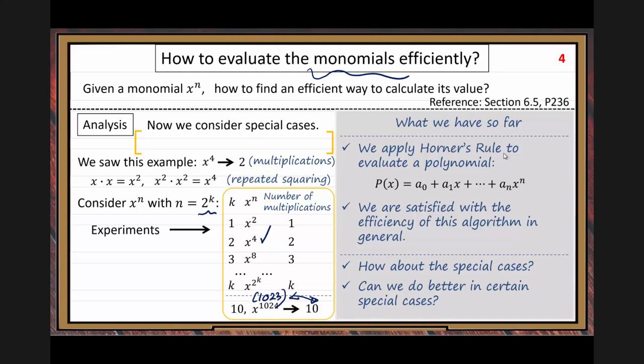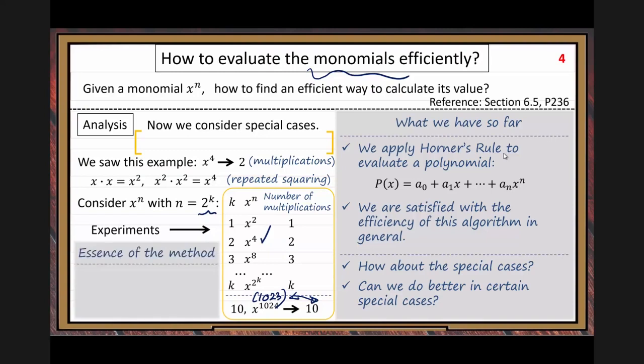But the thing is, that's for n a power of 2. If n is not a power of 2, can we still use this repeated squaring technique? Because if this method can only be applied to powers of 2, it's still too limited. Most of the time n is not a power of 2. So we want to extend it to any n. So that's our next step.